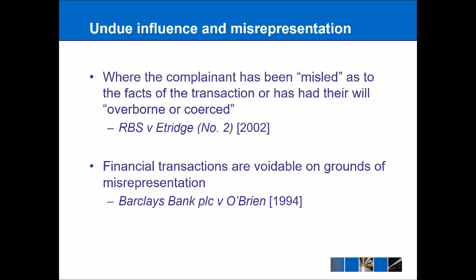And the basic definition we have there from RBS v Etridge (No 2), one of two key cases in this area, is basically it's misrepresentation where the complainant has been misled as to the facts of the transaction, or undue influence is basically where that person has had their will overborne or coerced. So worth keeping that in mind. And firstly, financial transactions are voidable on the grounds of misrepresentation. And this comes from our second key case in this area, Barclays Bank v O'Brien.